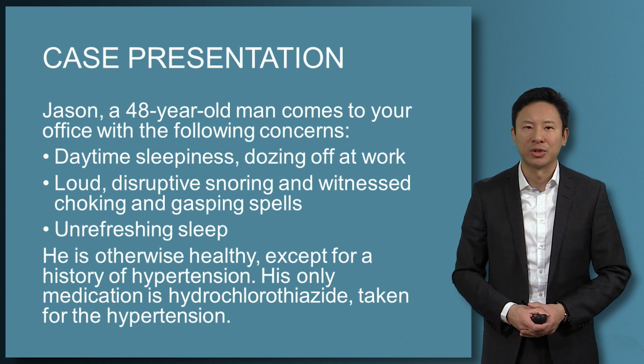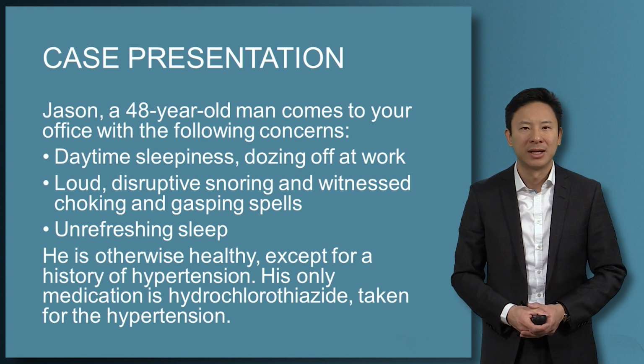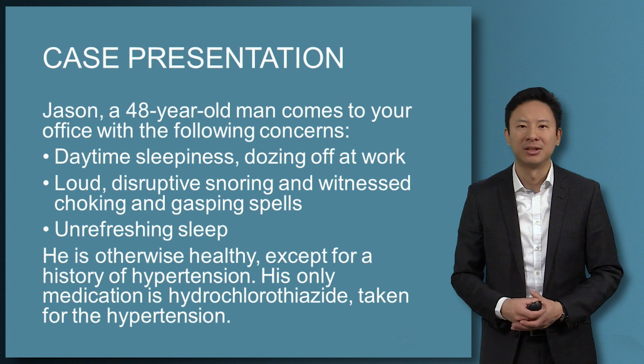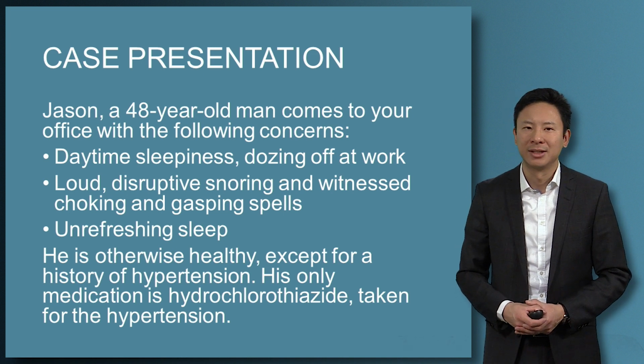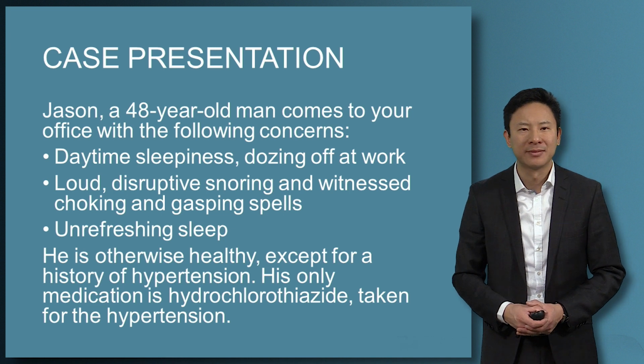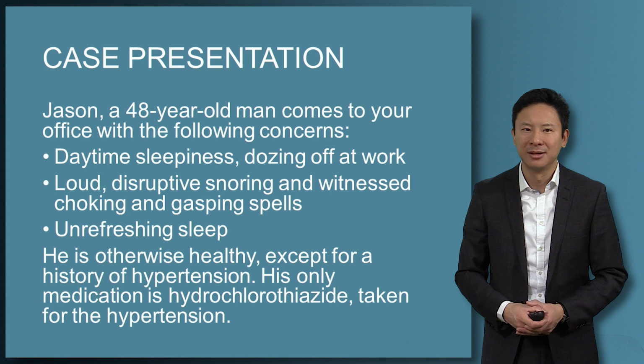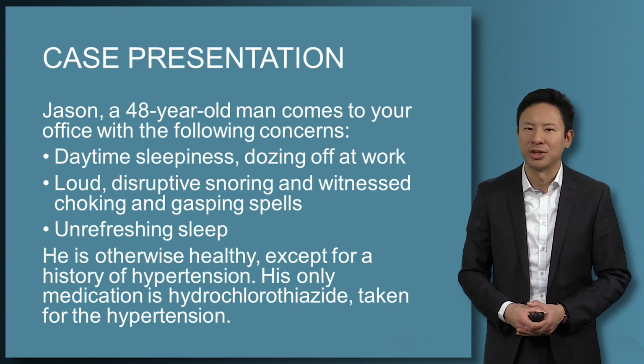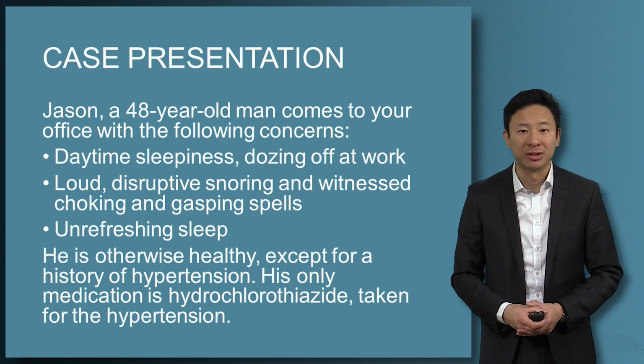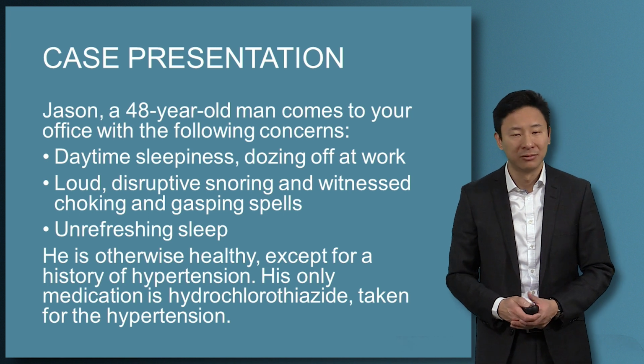Let's talk about a case first. Jason, a 48-year-old man, comes to your office with the following concerns. He has daytime sleepiness. He's dozing off at work. He has loud, disruptive snoring and witnessed choking and gasping spells. He has unrefreshing sleep. Otherwise, he's healthy, except for a history of hypertension. His only medication is hydrochlorothiazide, taken for the hypertension.